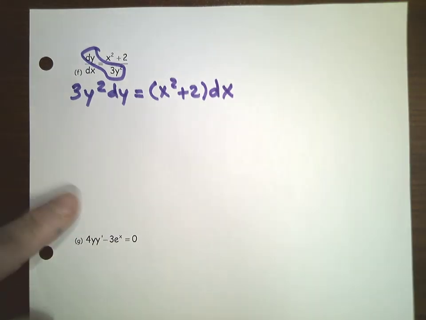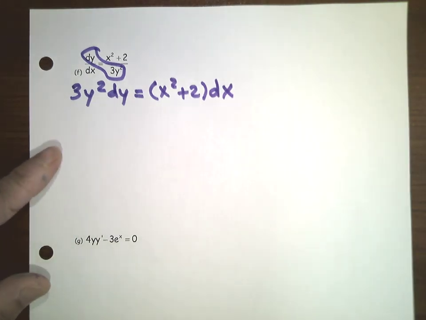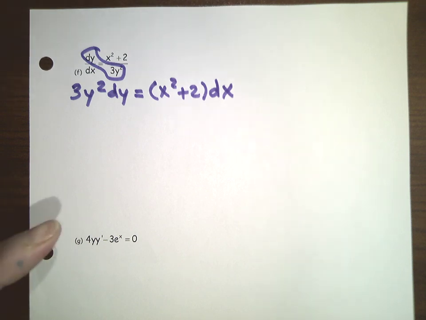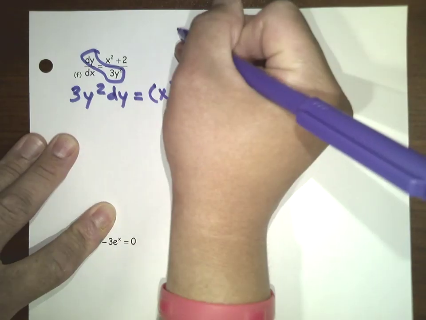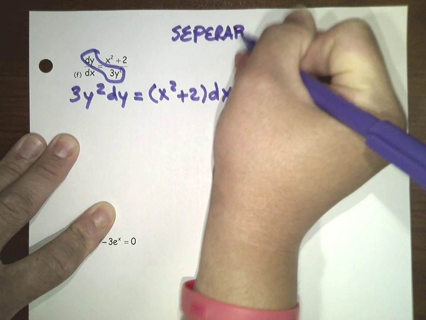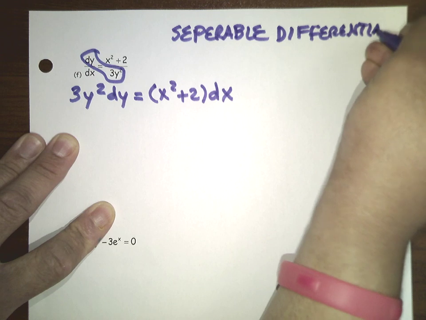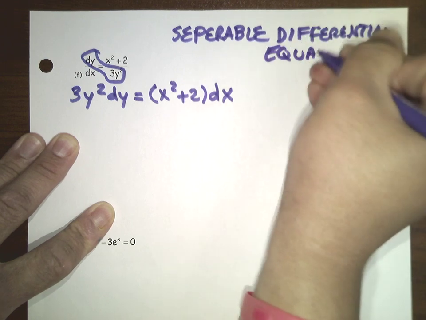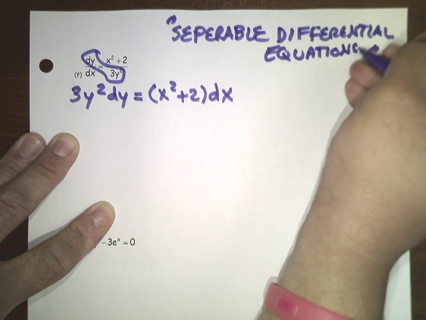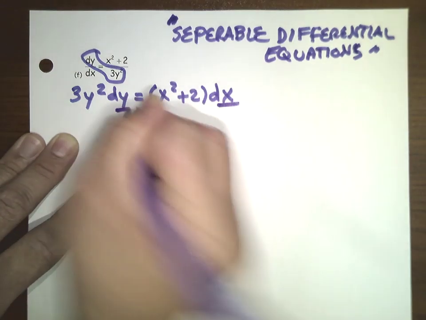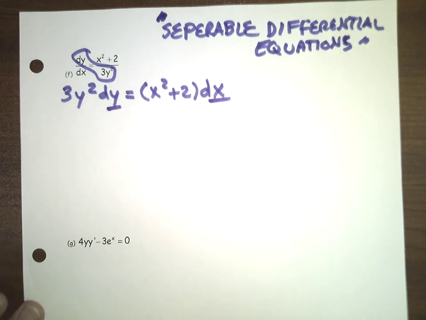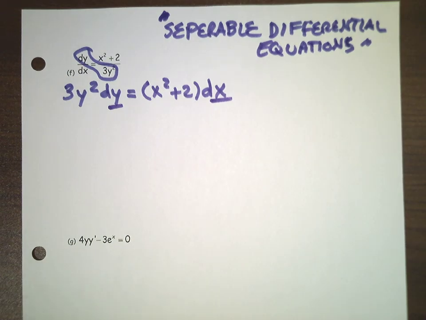So if you can get all of the y's on one side of the equation and all of the x's on the other side of the equation, this is a special type of differential equation called a separable differential equation. So these are differential equations where you can get all of the x's on one side of the equation and all of the y's on the other side of the equation. So now that the x's and y's are on their own side of the equation, you can go ahead and find the antiderivative.